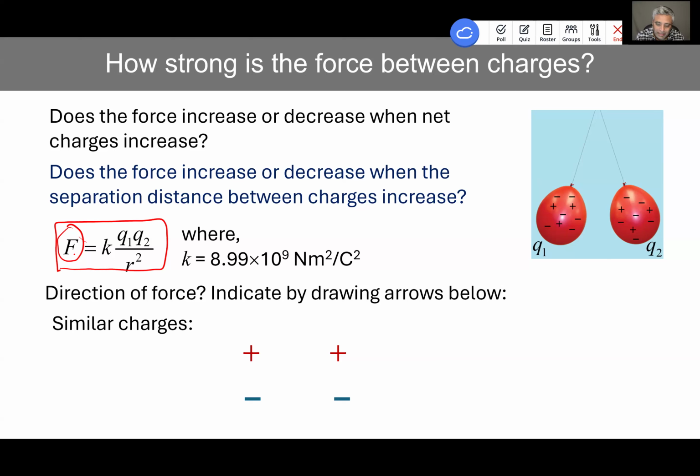Like charges repel. So if we are looking at the forces between these positive charges, this is the force on this charge because of this charge, okay? Similarly, this charge experiences a force because of this charge and it's pushing away. So they act along the same line, okay? So you cannot draw one going straight and another one going something like that. That would be incorrect, okay?